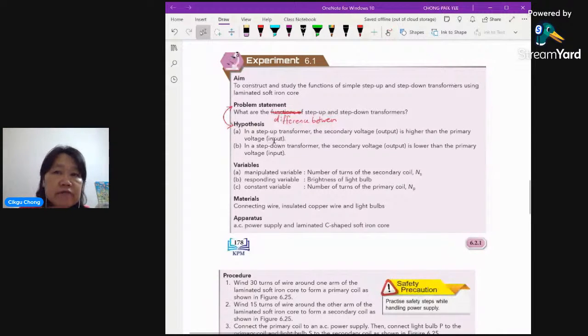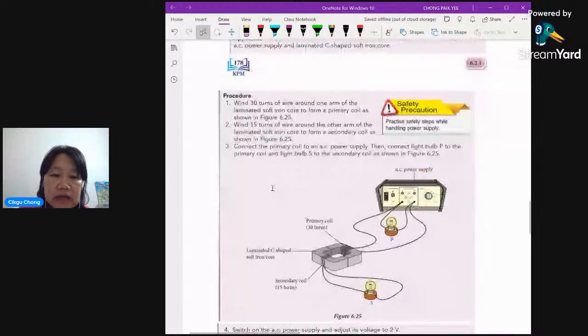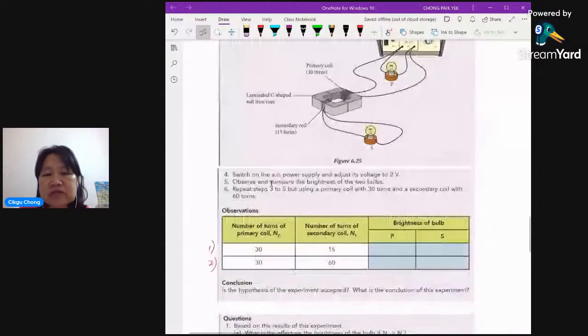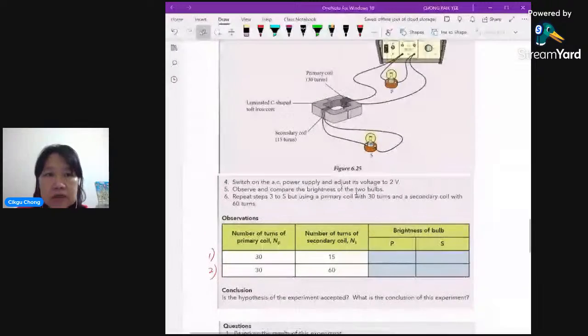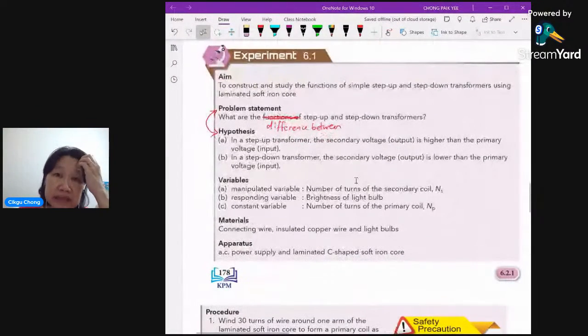The only problem is you don't have the skill of setting up the wire and so on, but the values are here. Okay, not only values, you look at brightness only. Okay, we discuss with you now. Now, problem statement. Always start your experiment with the problem statement. What are you trying to investigate?